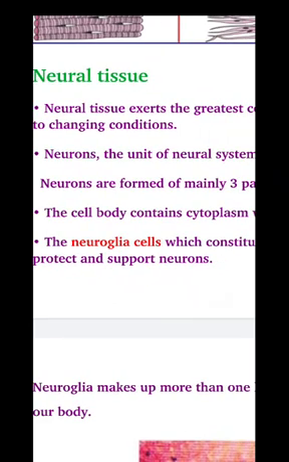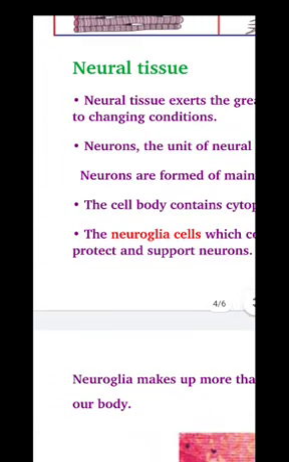For example, if you touch something hot, what happens? You withdraw your hand or finger. That is a response. Whenever you place your finger or hand on a very cold or very hot object, you withdraw. That means the neurons get excited, they are excitable, and respond.